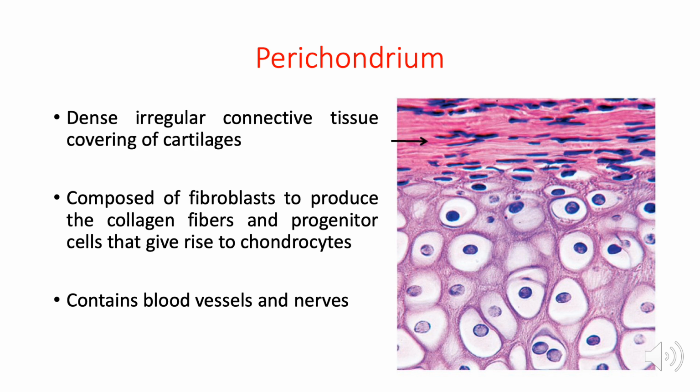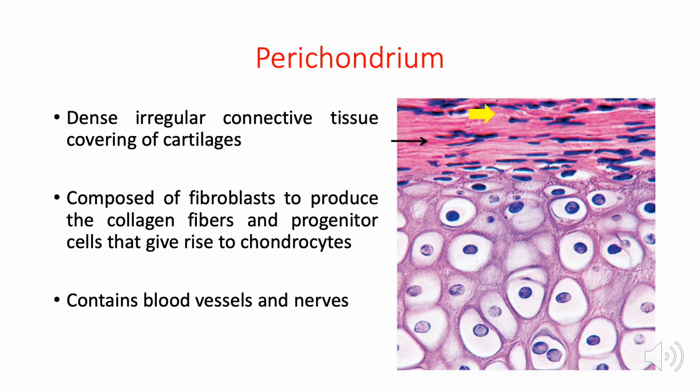Perichondrium is the dense irregular connective tissue covering of the cartilage which has blood vessels and nerves, and it functions to provide protection and separate the cartilage from other tissues. There are two types of cells within the perichondrium. On the outer part of the perichondrium, you have the fibroblasts.